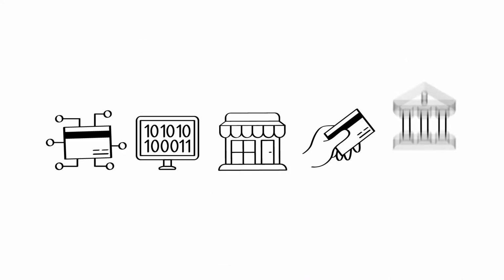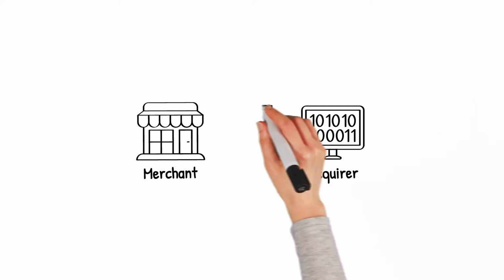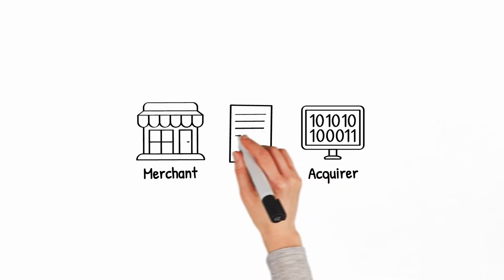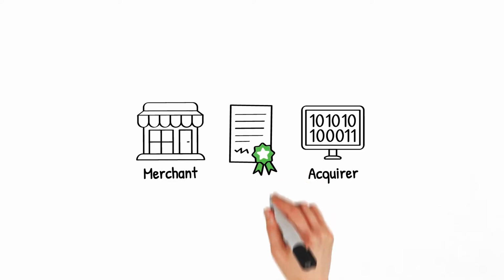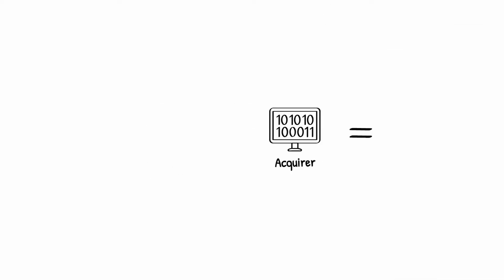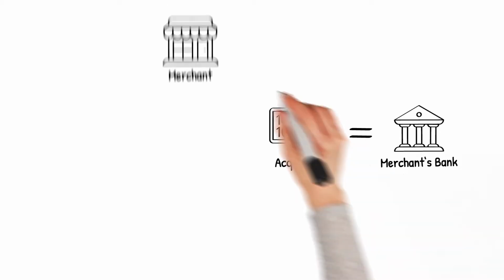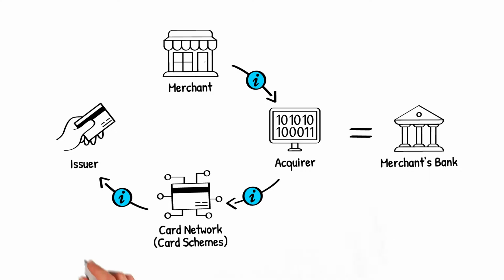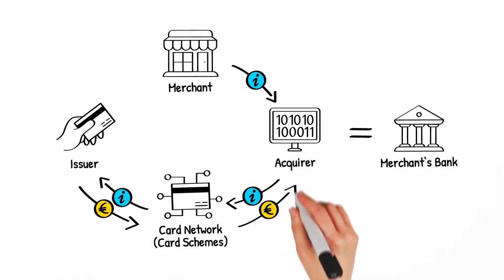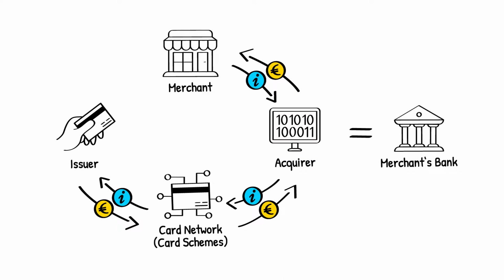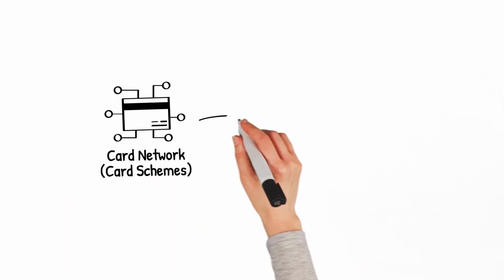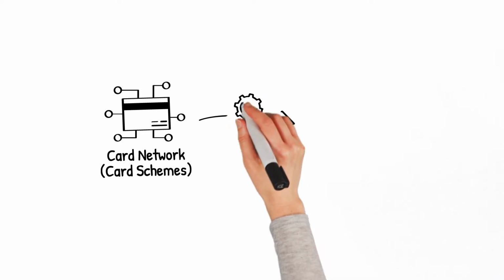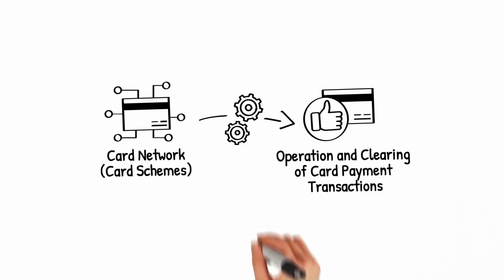Let's first look at the different actors involved. The shop, merchant in payment technology lingo, can accept card payments only once it's signed up with an acquirer. The acquirer, often the merchant's bank, is responsible for receiving the card transaction details from the merchant's terminal, passing these to the card issuer via the card networks, who are also responsible for passing payments back to the acquirer, which in turn pays the merchant.